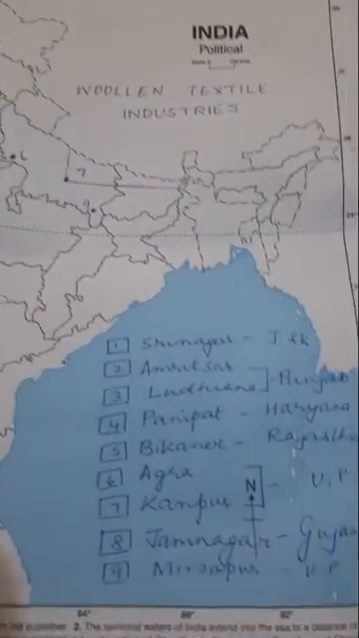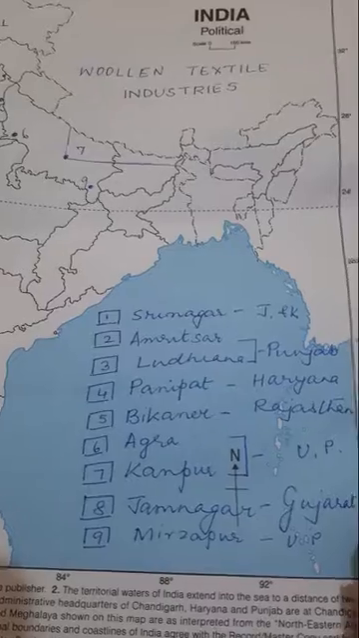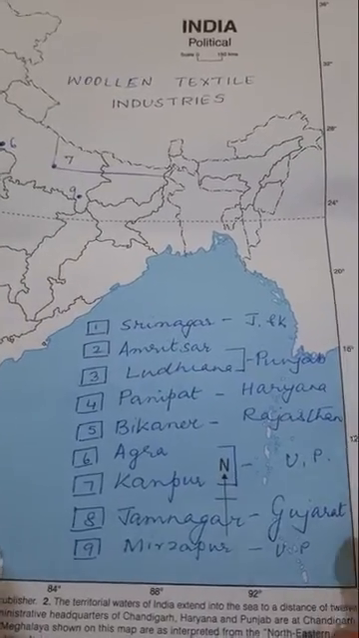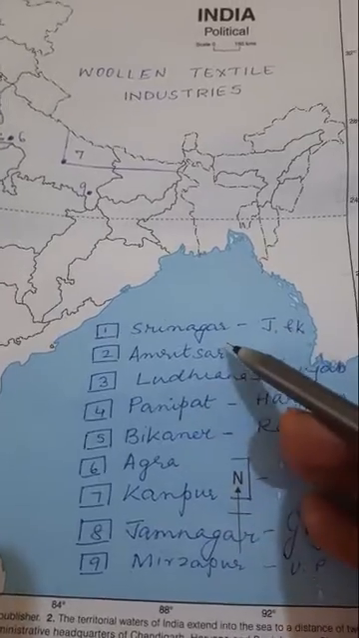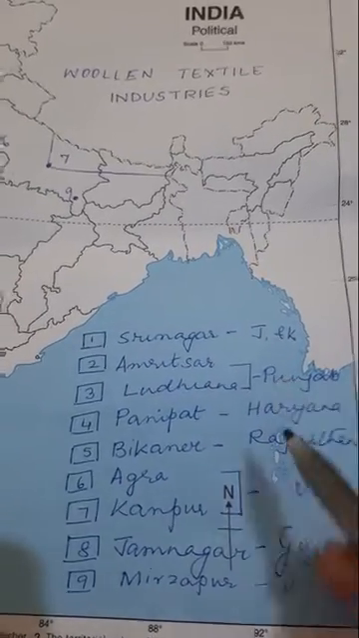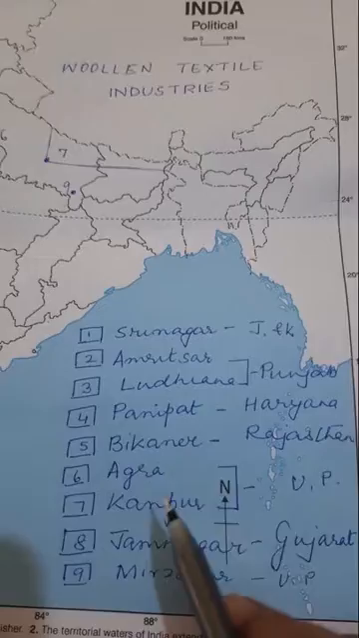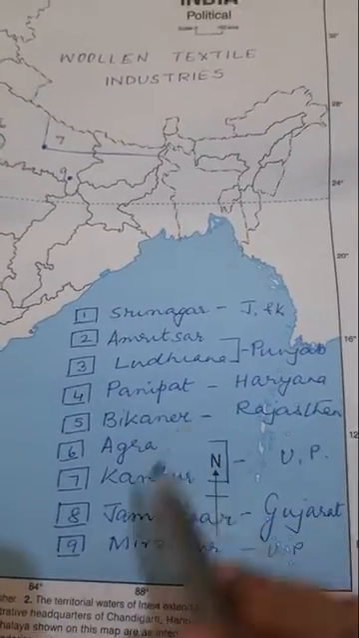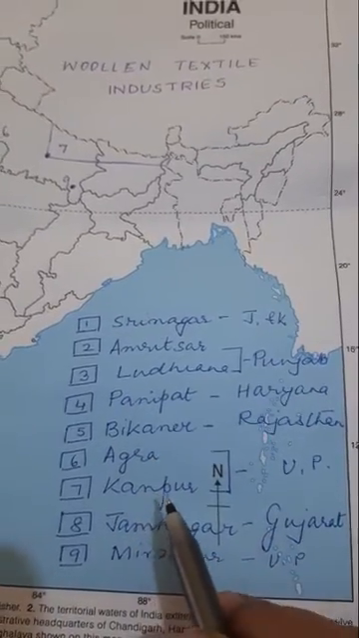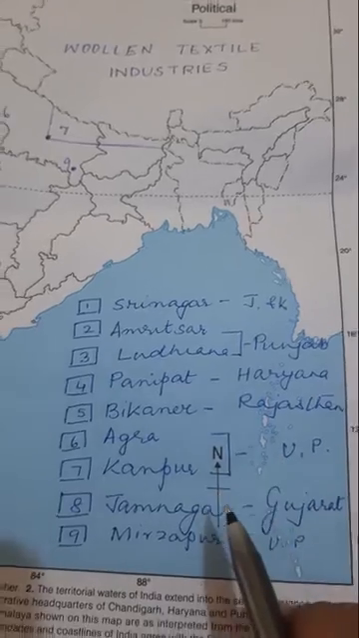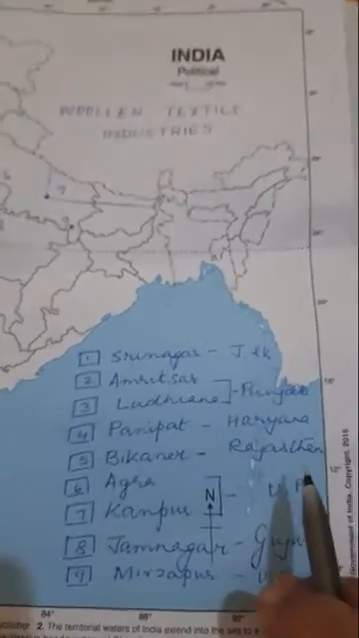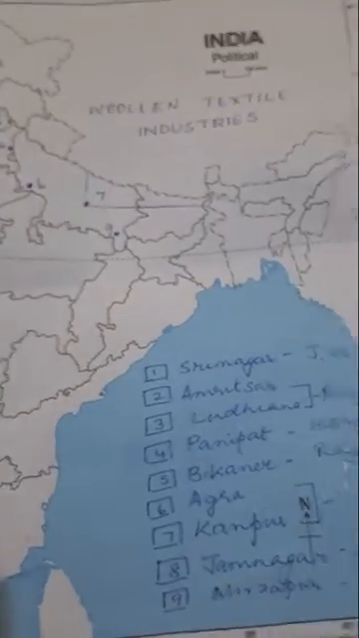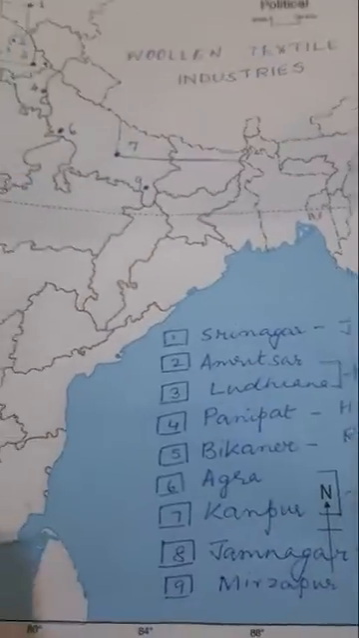Now coming to woolen textile. For woolen textile, we have Srinagar in Jammu Kashmir, Amritsar and Ludhiana in Punjab, Panipat in Haryana, Bikaner in Rajasthan, Agra and Kanpur in Uttar Pradesh, Jamnagar in Gujarat, Mirzapur in Uttar Pradesh. Now starting with Srinagar in Jammu and Kashmir.